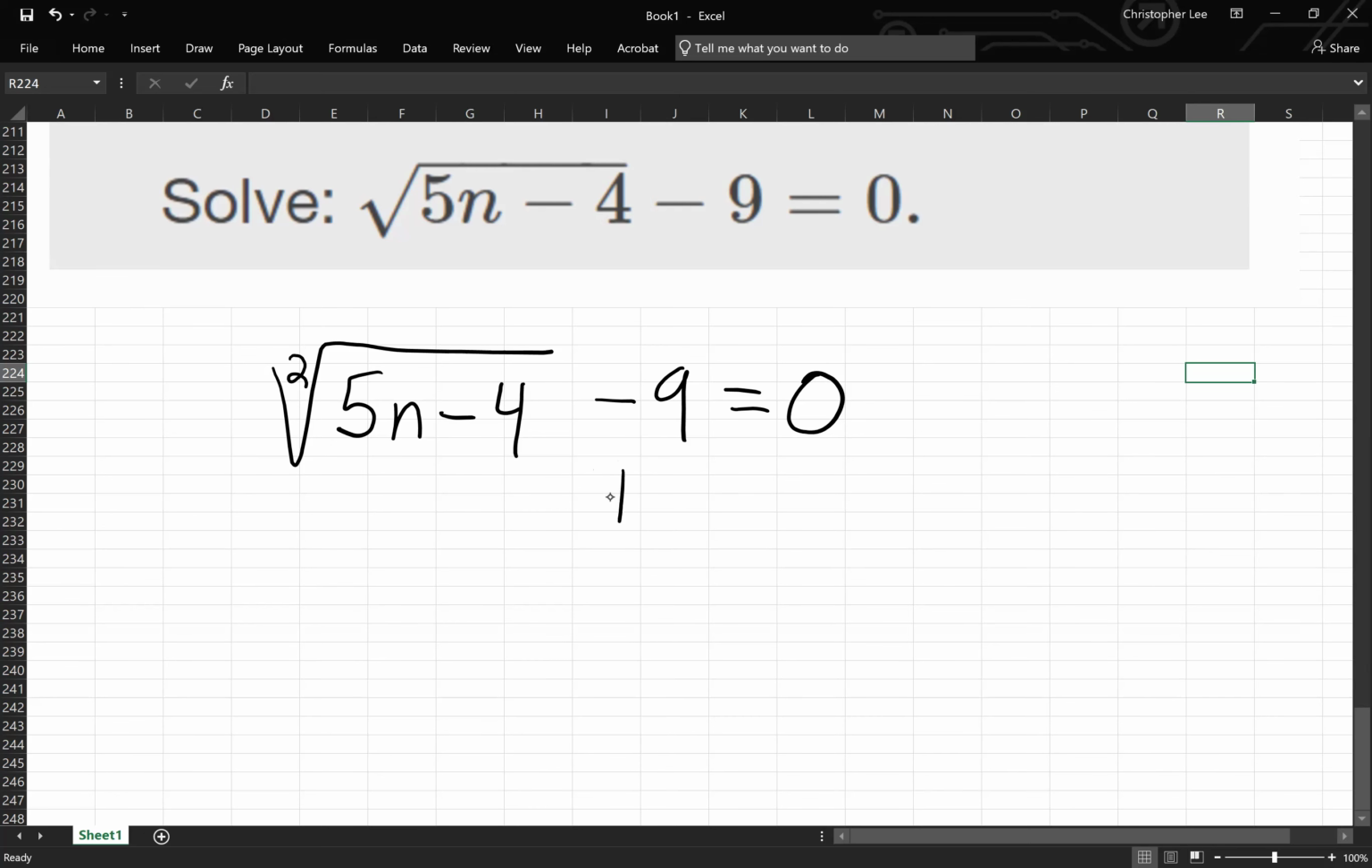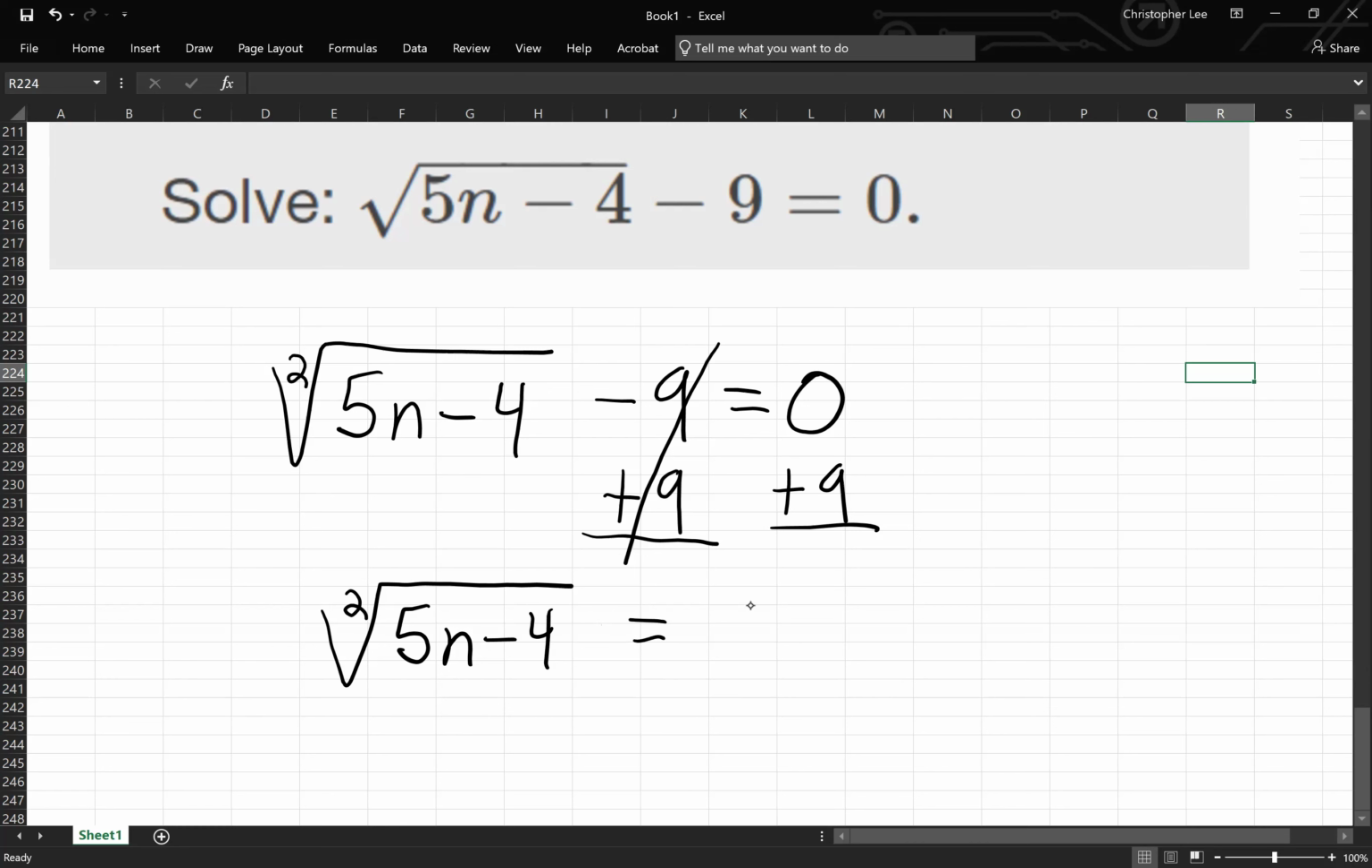So what am I going to do? I'm going to add 9 over here to get rid of that negative 9. You owe $9, you paid the $9, now it disappears. But got to be fair. What you do on one side of the equation, you have to do to the other side. So now I still have that square root of 5n minus 4 is equal to positive 9.